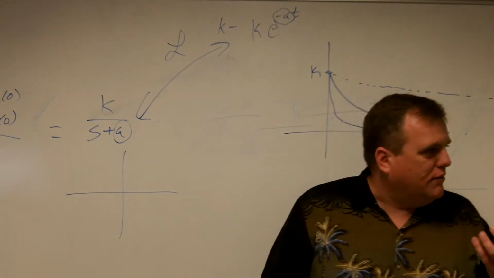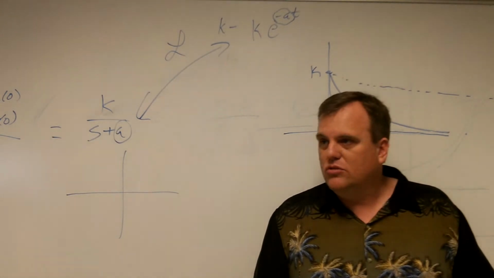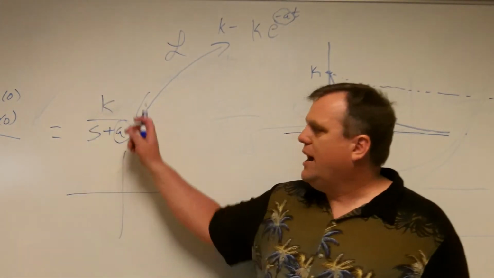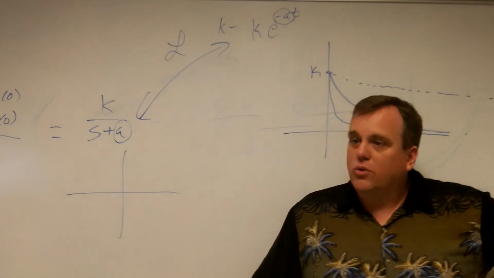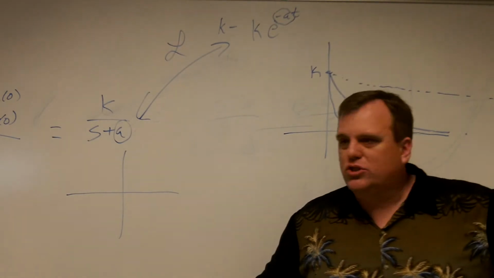Okay, so that becomes kind of a significant thing to us, division by 0. We have to know where that happens. Where does this happen? Make s equals -a. When s equals minus a. Now, what does it look like as you're getting close to s equals minus a?